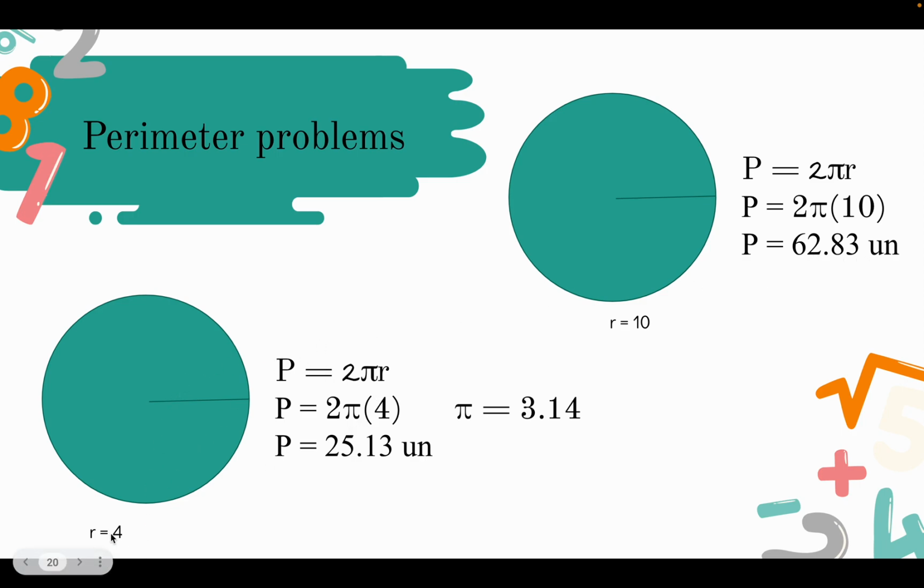Again, same thing over here, but the radius is 4. So 2 pi times 4. And remember, we take pi as 3.14, or you can do 22/7, whichever one is better for you. So when you multiply this, you get 25.13 units.